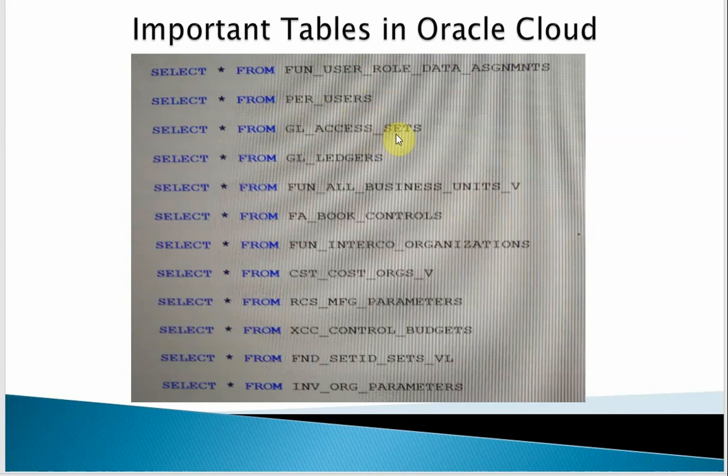Then we have the base tables like GL access sets, then the general ledger base table, then the business unit base table, then the fixed asset book base table, and similarly other base tables are there. So we need to pick up the ID from this master table and join it with the corresponding base table. Like for general ledger, we can join the ledger ID with the general ledger ID in this base table to get the name of the ledger.